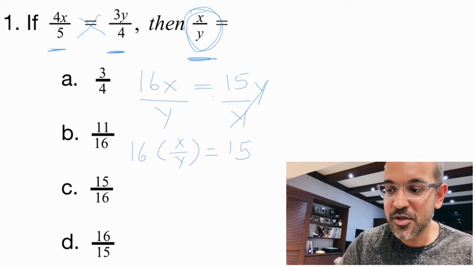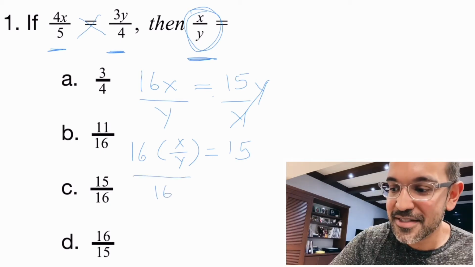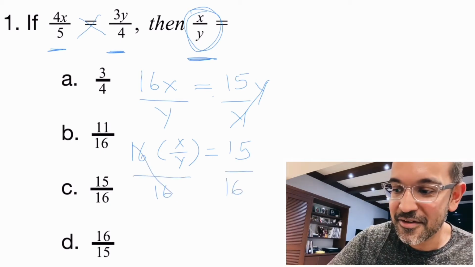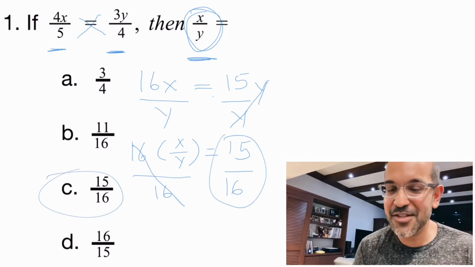And remember, there's our equal sign, and I think you know what's happening next. We divide both sides by 16, and we're done. X over y equals 15 over 16, which is answer choice C.